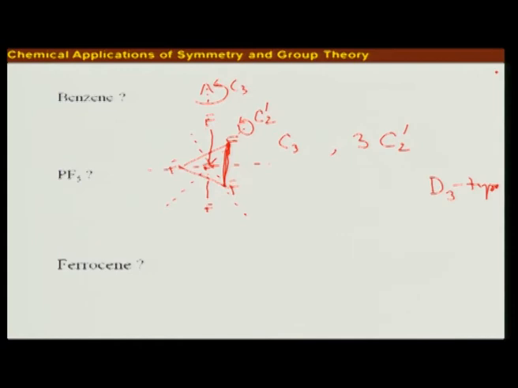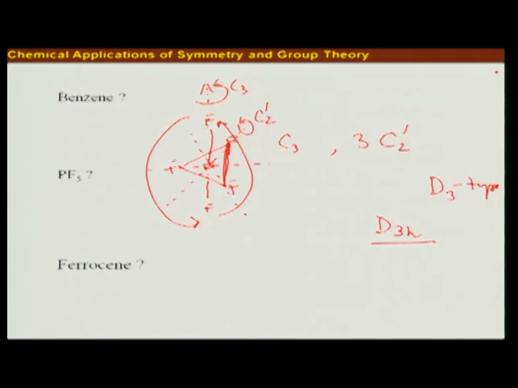Now is there a sigma H? Yes, this equatorial plane acts as a mirror plane, right? So the top fluorine will be reflected here and this will go here. So I have a mirror plane which is in the molecular plane and perpendicular to the principal axis of symmetry. So I have the point group right now, which is D3H. So that was easy, right? Okay.